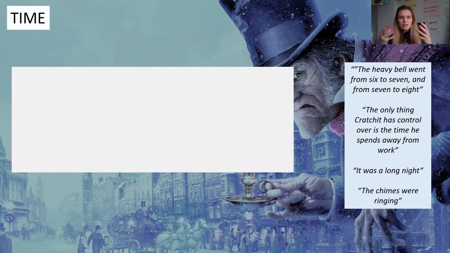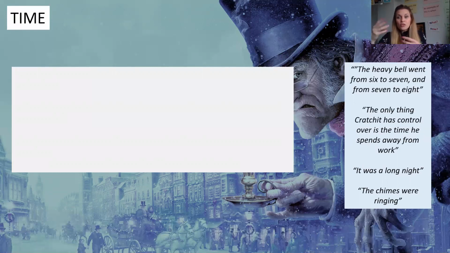Time is essentially Dickens trying to show that time is really important and time is precious, and that anything that you do can impact your future. Think about your past, think about your actions, live in the present, and think about those consequences for your future.